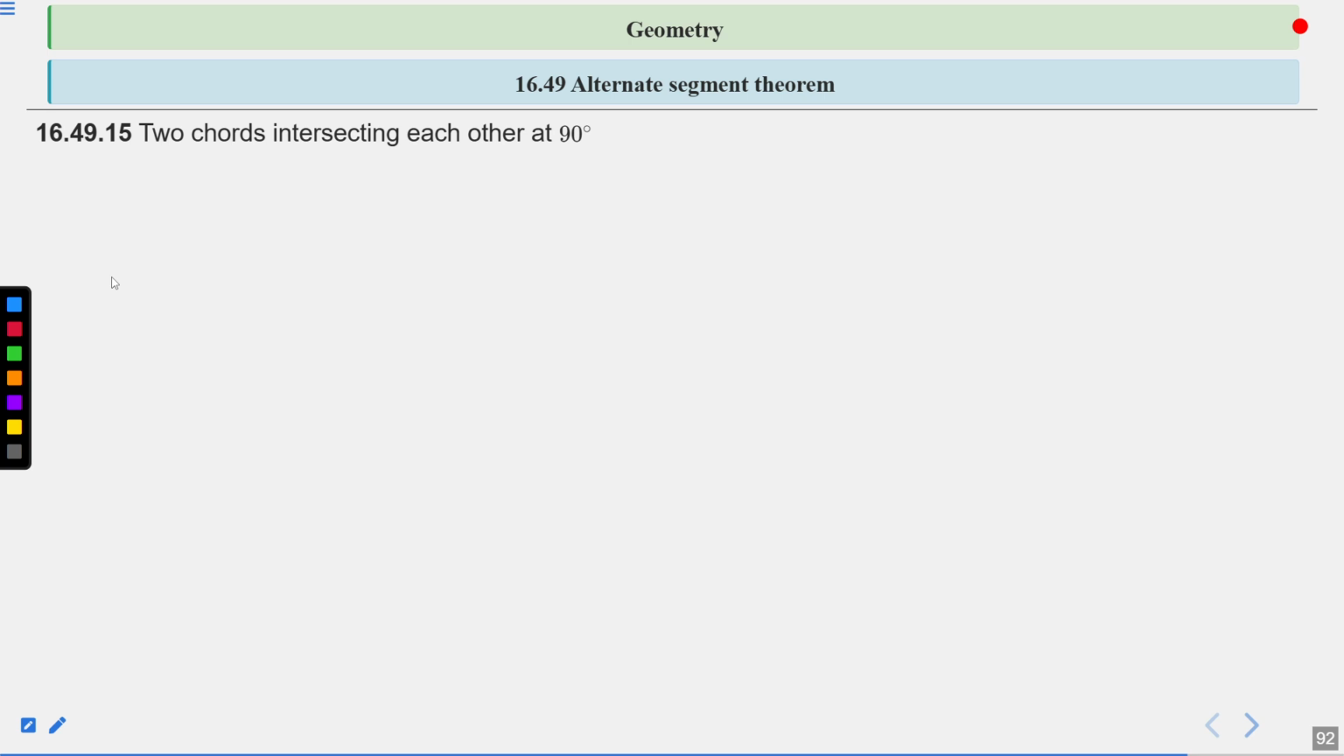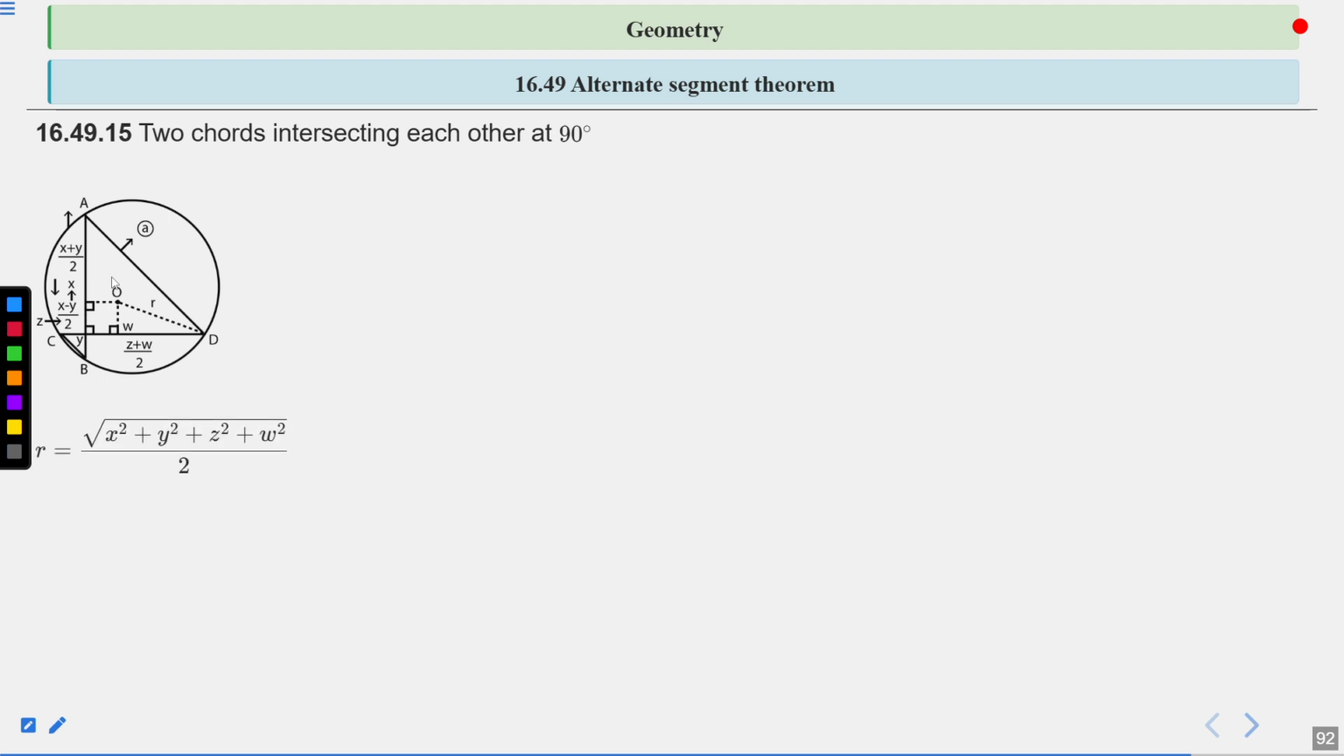Two chords intersecting each other at 90 degrees in a circle. This is the diagram when two chords AB and CD intersect each other at 90 degrees. So the inner radius R will become the square root of x square plus y square plus z square plus w square, divided by 2. We can clearly see x, y, z and w in this diagram. So x into y equals z into w, we can say that.